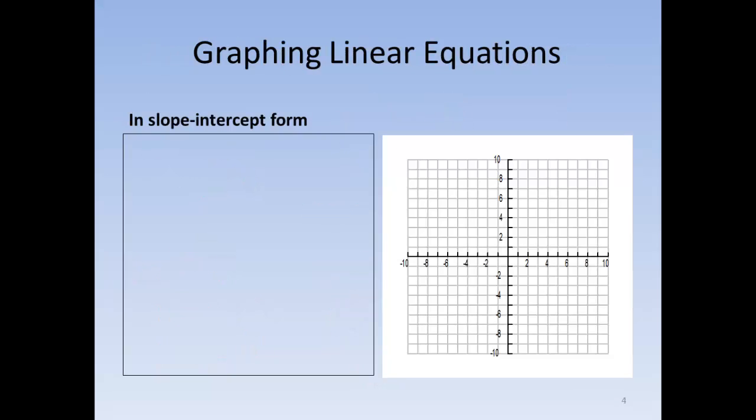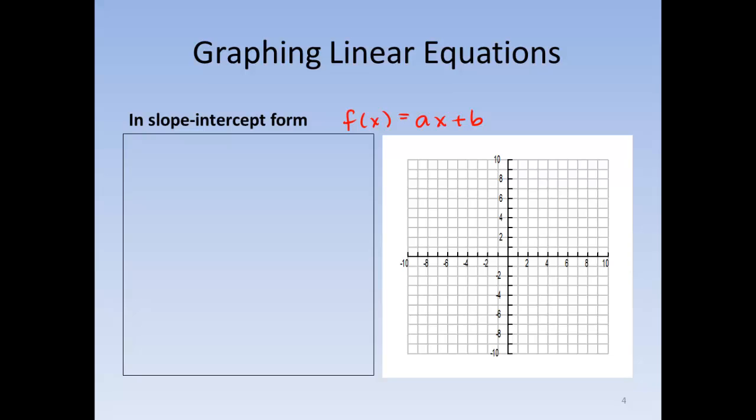So we're going to graph some lines here, and I've got two forms of lines that we're going to graph. The first one is our slope-intercept form, and this form is written f of x equals ax plus b. Okay, and we have two ways to graph this.